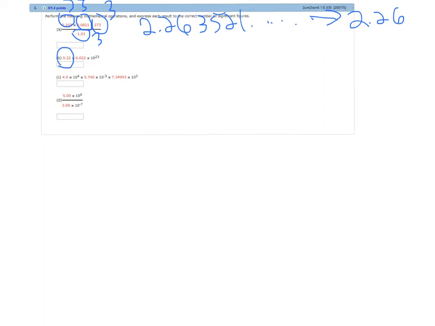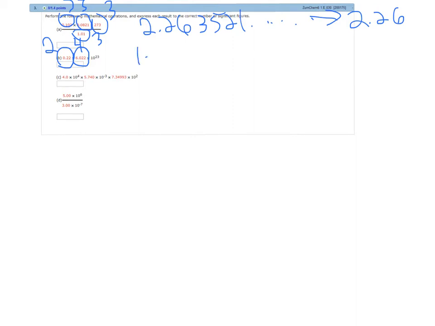problem B, 0.22 has 2 significant figures. 6.022 times 10 to the 23rd has 4 significant figures. The exponent times 10 to the 23rd does not affect the count of significant figures. So we've got 2 and 4. You'd have to round your answer to just 2 significant figures.